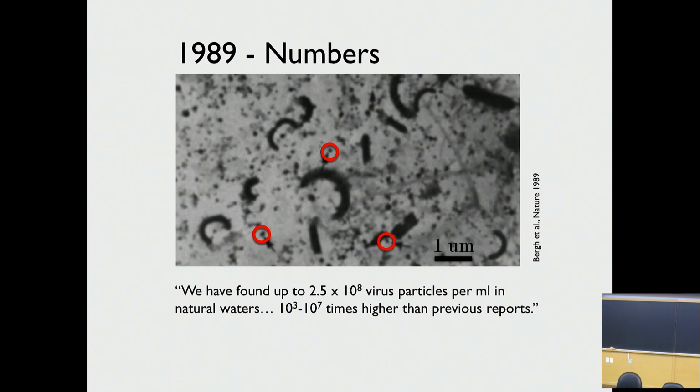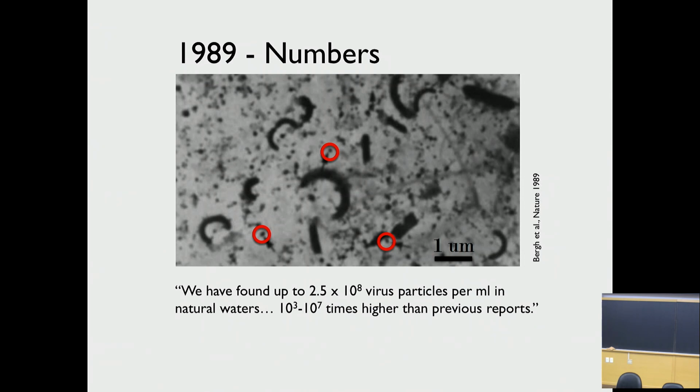And the other remarkable thing is that this was 1,000 to more than 10 million times higher than previous reports. Okay. So that definitely is going to change your view of how important or relevant viruses are going to be in natural systems if you've been off by factors of thousands, tens of thousands, or millions. And so this also raises the question, how could prior work have been off by that many orders of magnitude?